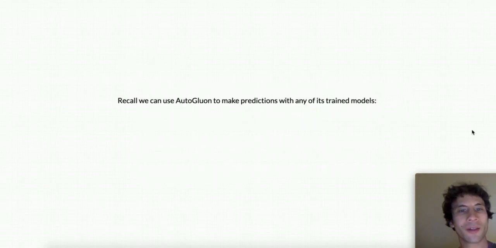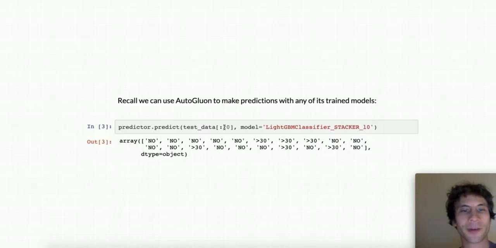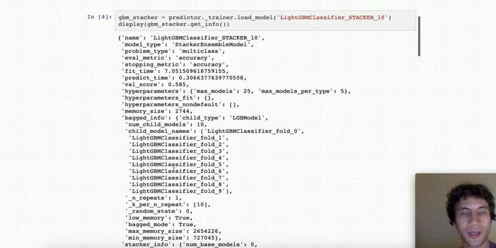Recall that we can use AutoGluon to make predictions with any of the trained models. Here, let's predict on the first 20 data points in the test data using this LightGBM model from the first stacker, the base stacker layer. So L0 here refers to a base model, meaning it operates directly on the original data features, I should say. This is actually a bagged ensemble of 10 different LightGBM models, recall.